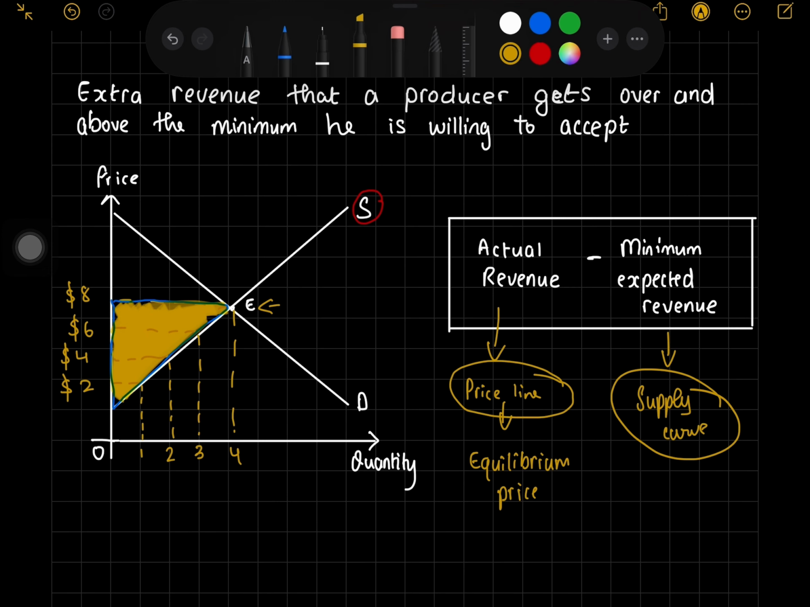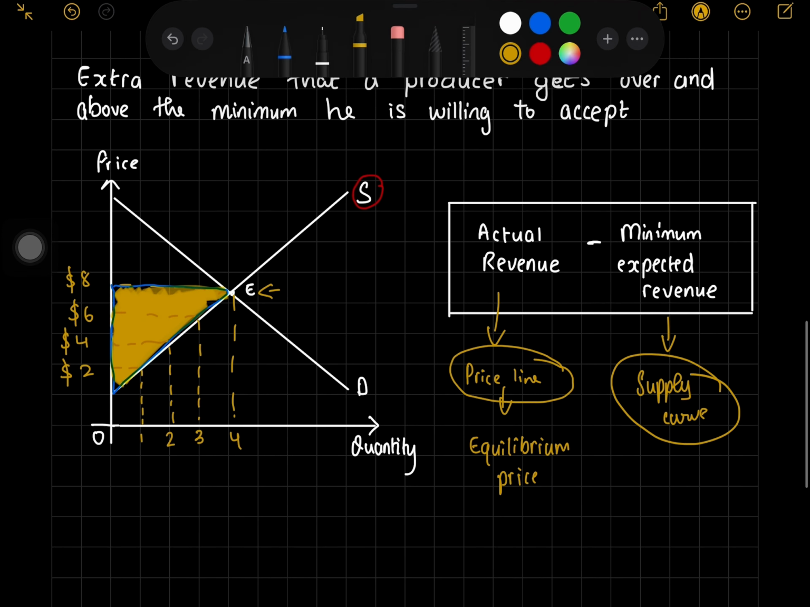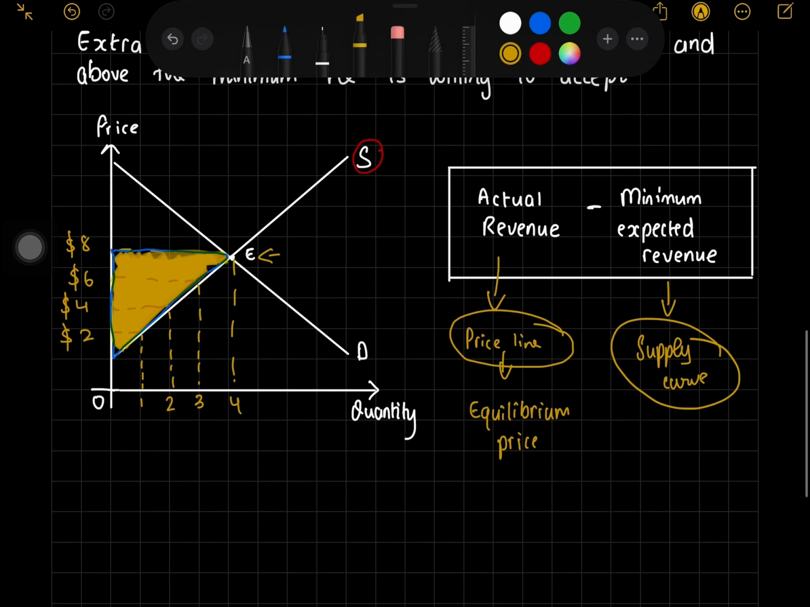So this is our producer surplus. It's the minimum amount that the sellers will be willing to accept for the given units of product versus what they actually receive through the market. All right? So it's a surplus for them.